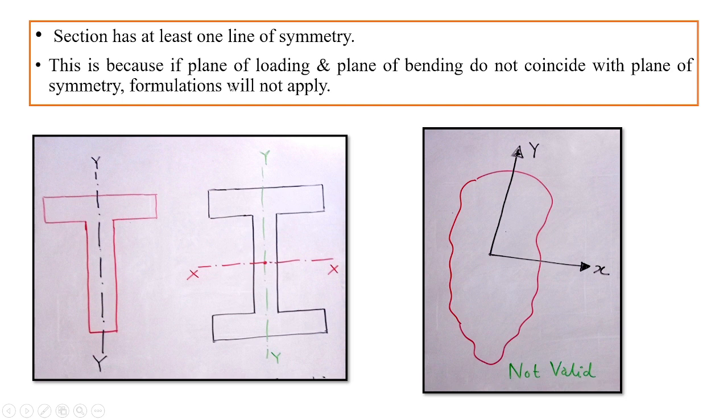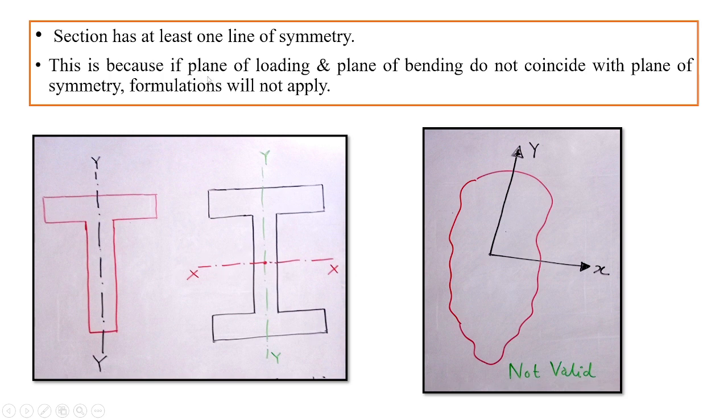Now one more assumption: the section has at least one line of symmetry. That means plastic analysis is applicable only to those structural elements where there is at least one line of symmetry. For example, here you can see a T section. It is monosymmetric because it is symmetric about only one axis, that is the vertical y axis. Whereas the I section is bisymmetric. It is symmetric about the x axis as well as the y axis.